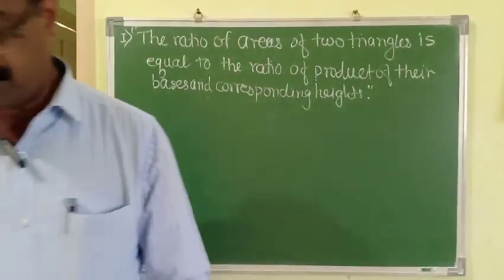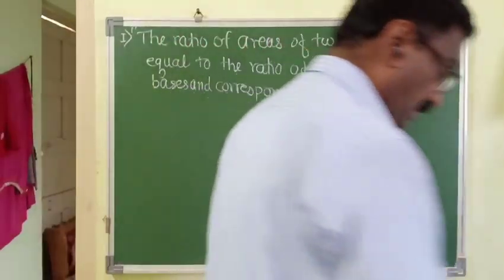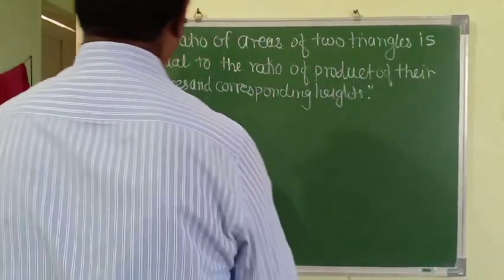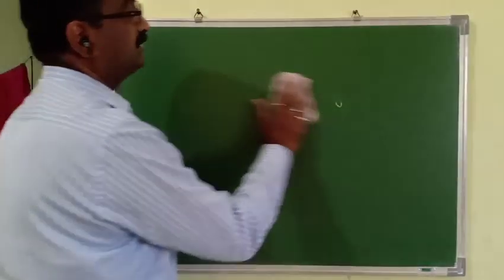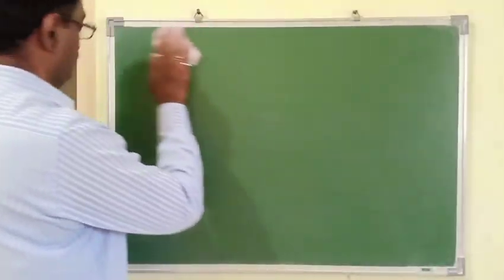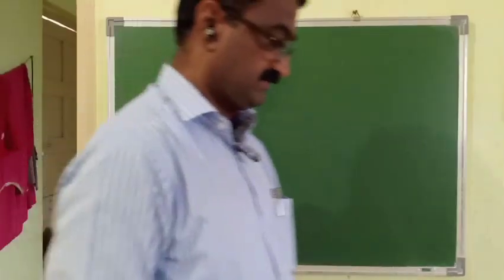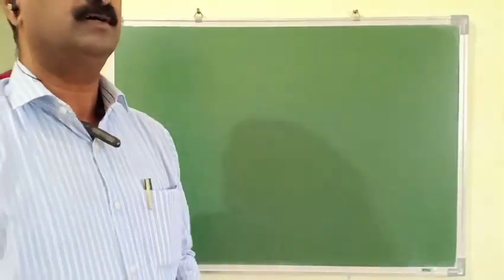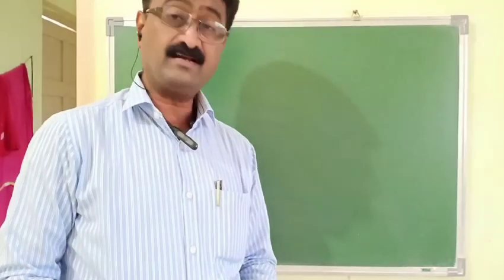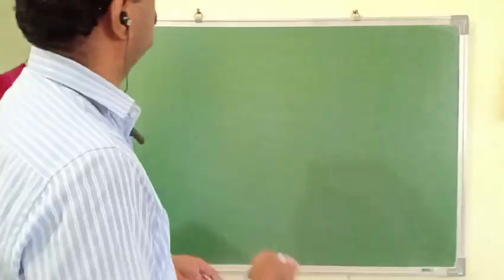So let us erase that property and then we have to write the proof of that property. So everybody got the property? What is that property? The ratio of areas of two triangles is equal to the ratio of product of their bases and corresponding heights. Now we have to prove that property.